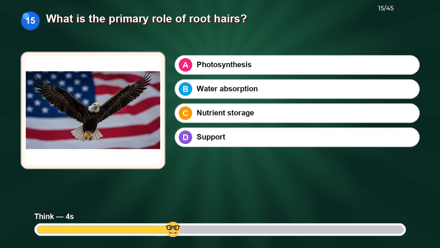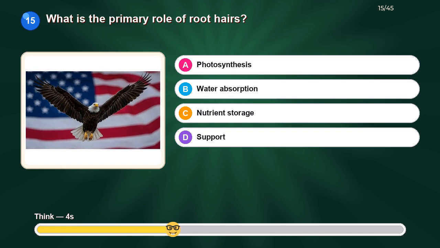What is the term for the pattern of arrangement of sepals or petals in a floral bud? Option A, estivation. Option B, phyllotaxy. Option C, venation. Option D, placentation. The correct answer is estivation.